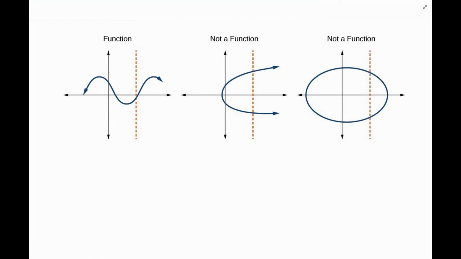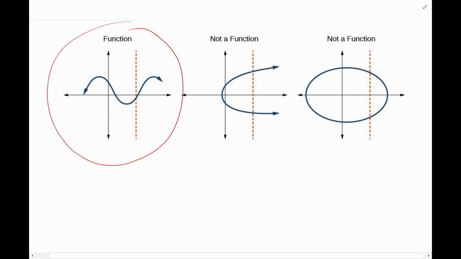This first example right here is actually a function, because if I go from left to right, you see the little dotted red line? That's the invisible line I'm talking about. That's the pencil that is moving from left to right on the graph. As that dotted line goes from left to right, it only touches the graph in one place. And the graph is right here. This is the graph. And this is actually a function.